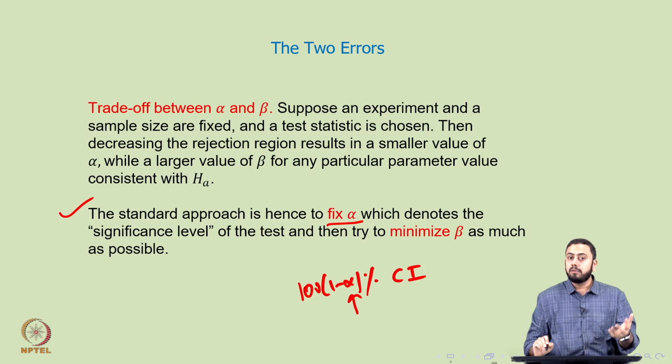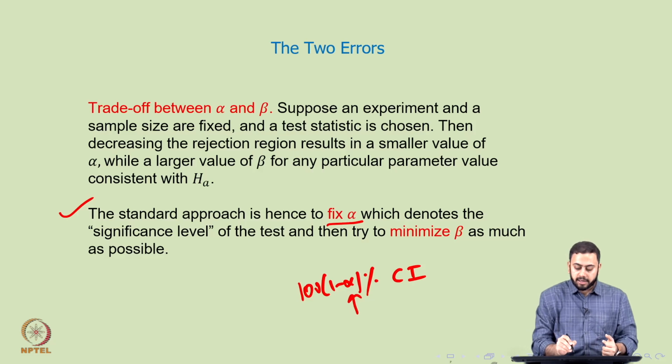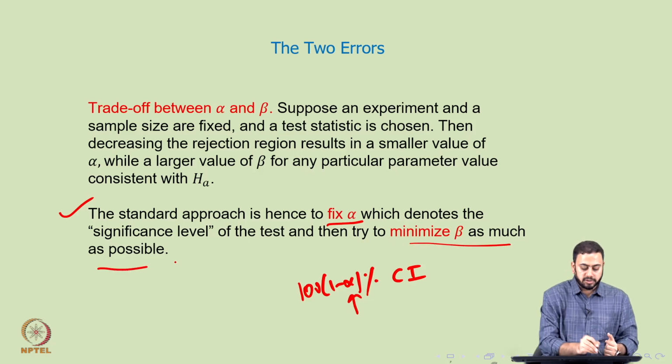If you remember, in the confidence level section, we fixed alpha to be a small number: 1%, 5%, 10%. Similarly, 1 minus alpha would be large. So that alpha and this alpha are the same. Alpha is called the significance level, and 1 minus alpha is called the confidence level. Going back to the second point, the standard approach is to fix alpha and then try to minimize beta as much as possible.